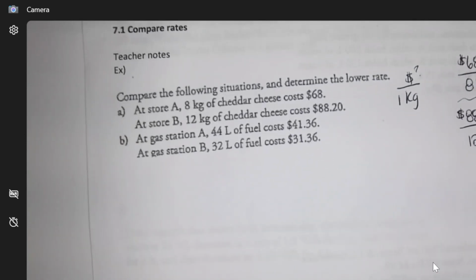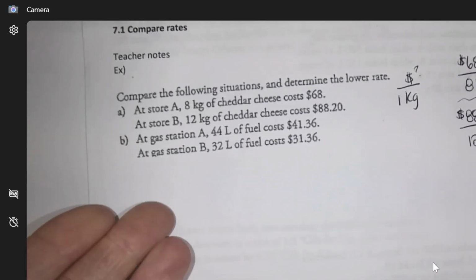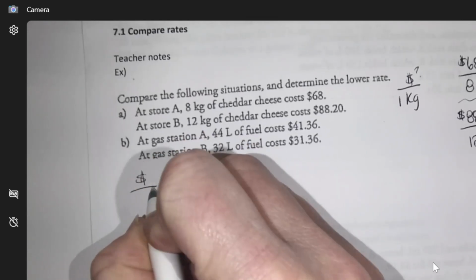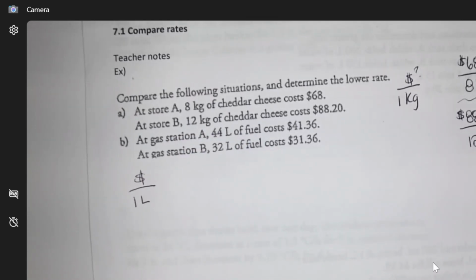Okay, so then we're going to do question B, which compares some gas prices. So again, you should always ask yourself what makes more sense in life. Does it make sense to say how many liters per $1 or how many dollars per 1 liter? What would make sense in life? How much dollars per 1 liter would be the unit rate we would look for.